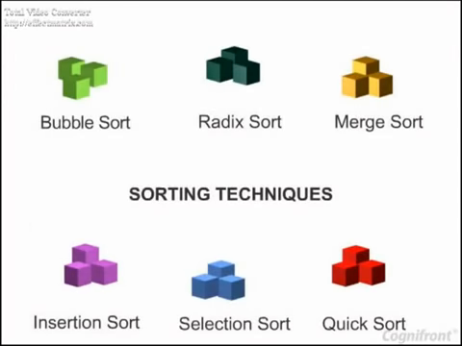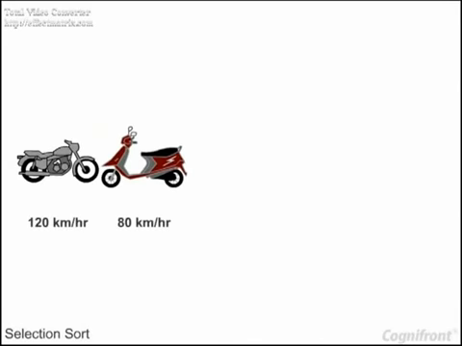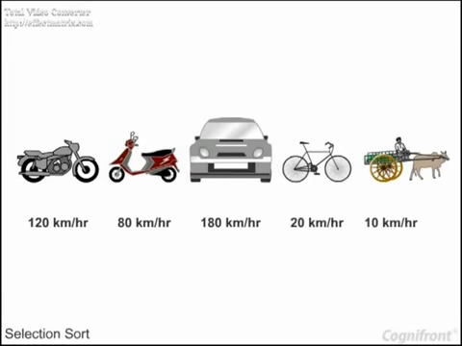Back friends, let's continue our discussion of sorting techniques with selection sort and quick sort. Let's start with selection sort. Suppose we want to sort the following vehicles according to their maximum speed in increasing order.